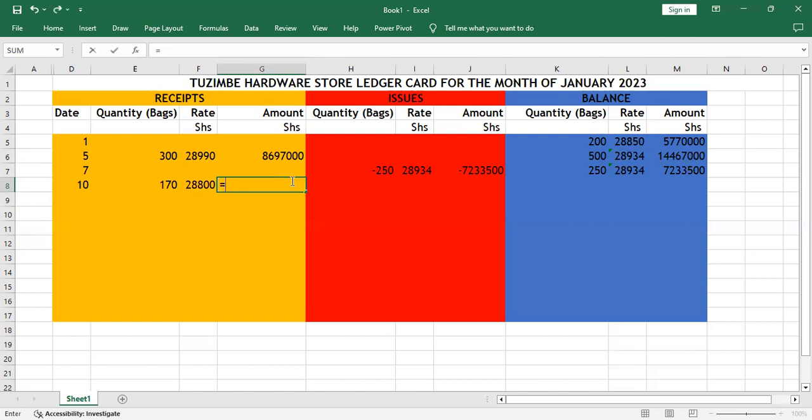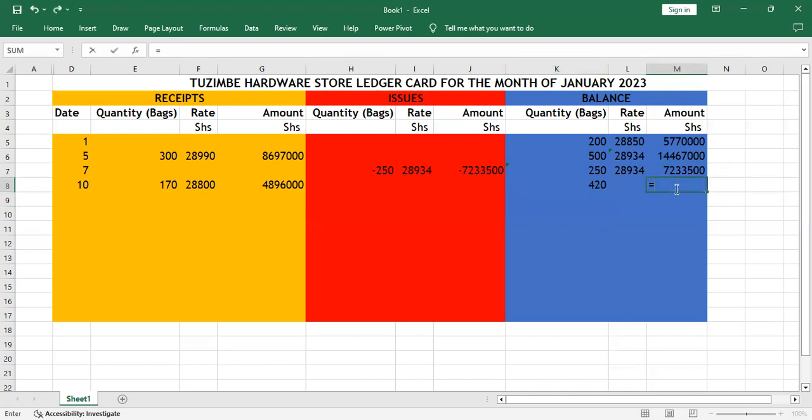And you know that to get the amount of this receipt, you get the units purchased times the price, giving us 4,896,000. But remember, you have to update your balance. We have 250 plus 170, giving us 420 units at that date at the end.